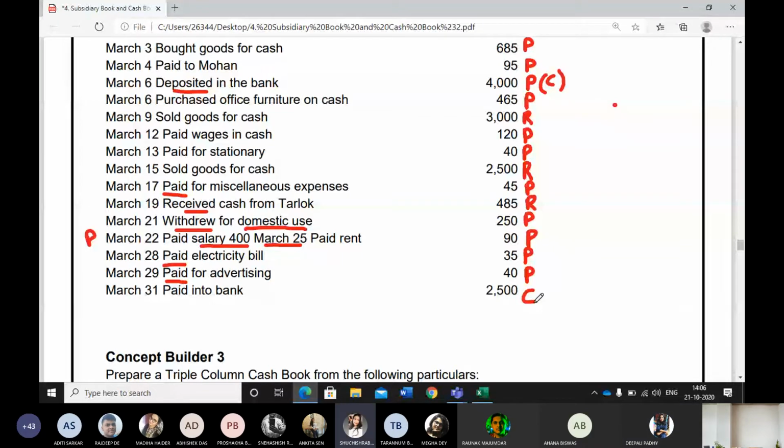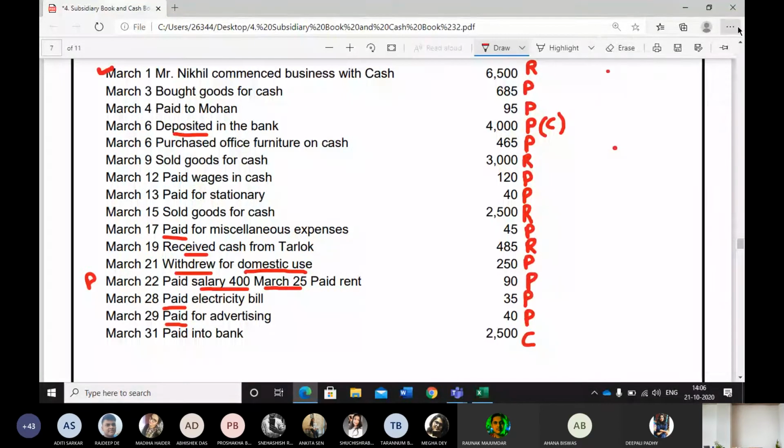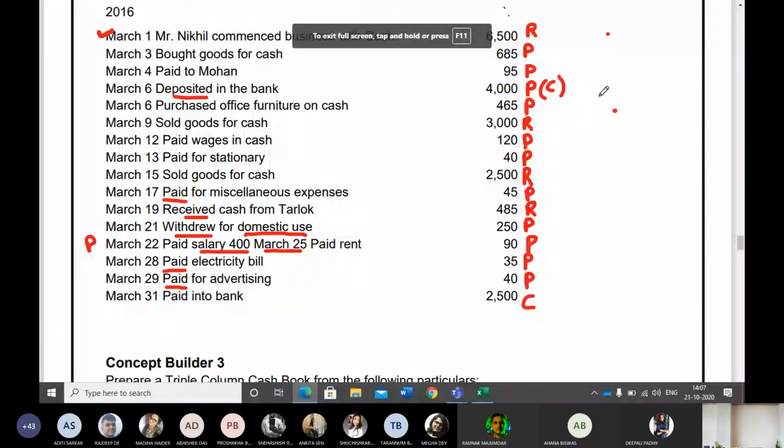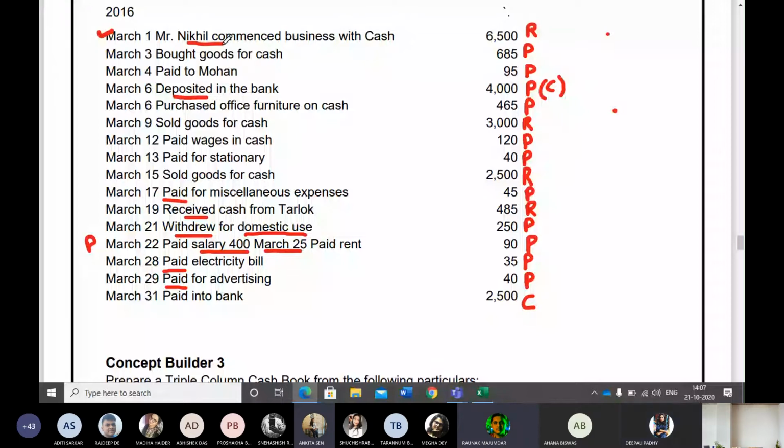Now, after finding all this, we'll start recording these transactions chronologically in our cash book. So we'll be starting with this. Just tell me first, what will be the journal entry for the first transaction? Cash account debit, balance brought down, cash account 6,500.